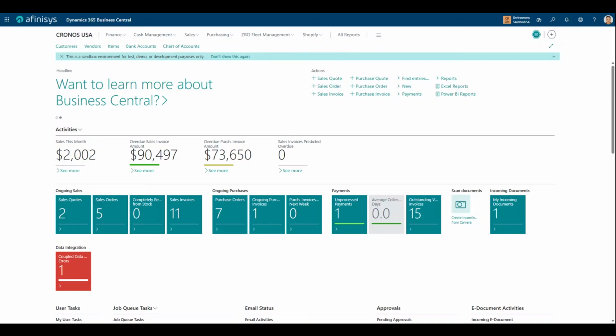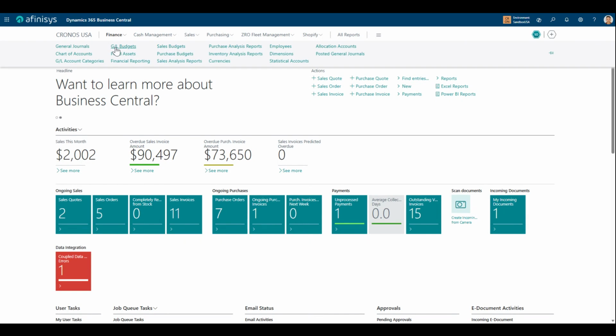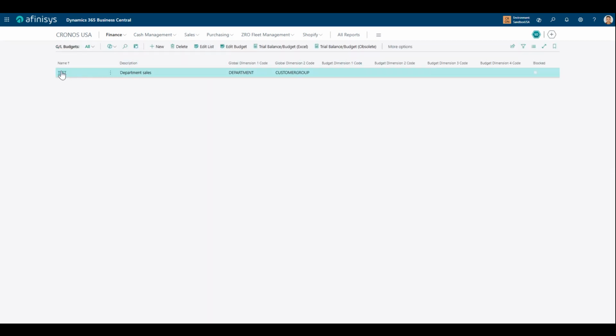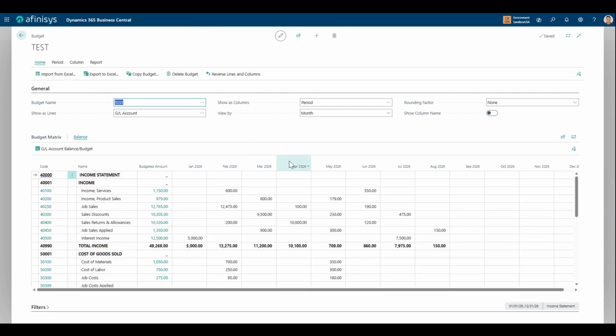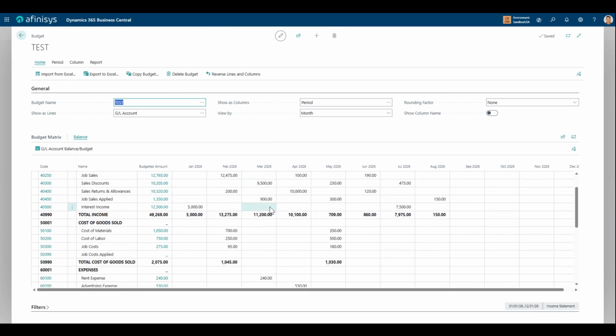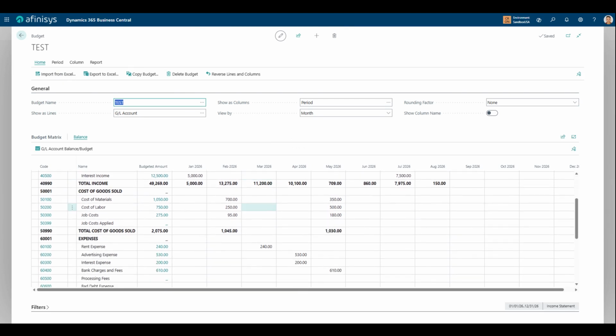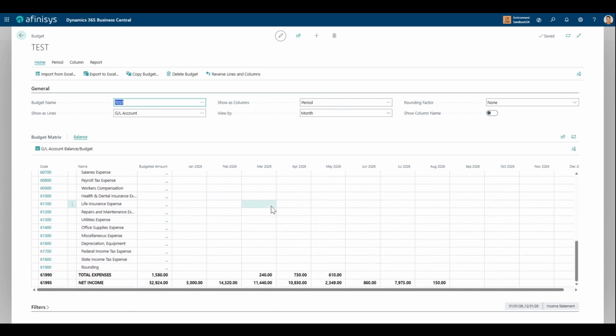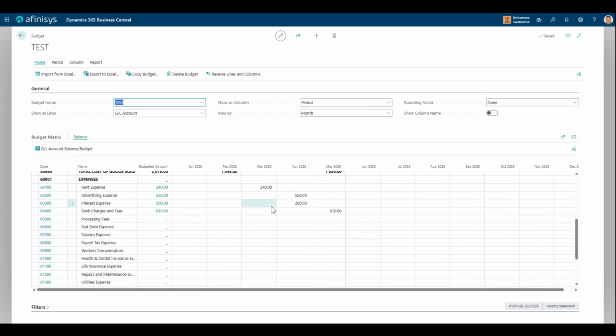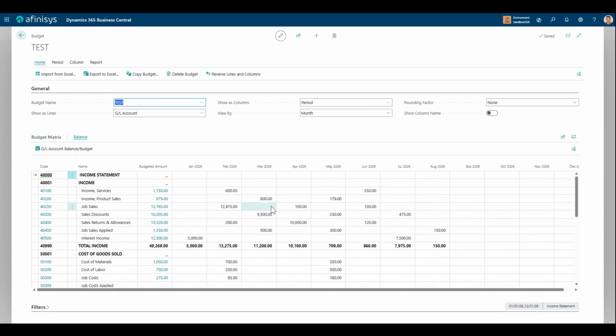In addition to cash flow analysis, Business Central supports budget management and financial planning. Here we can see a budget defined by account and period. As transactions are recorded, the system compares actual results against budgeted amounts, making it easy to identify variances and monitor financial performance. With these capabilities, Business Central helps organizations move beyond recording transactions and toward proactive financial management, providing the visibility needed to plan, control, and make informed business decisions.